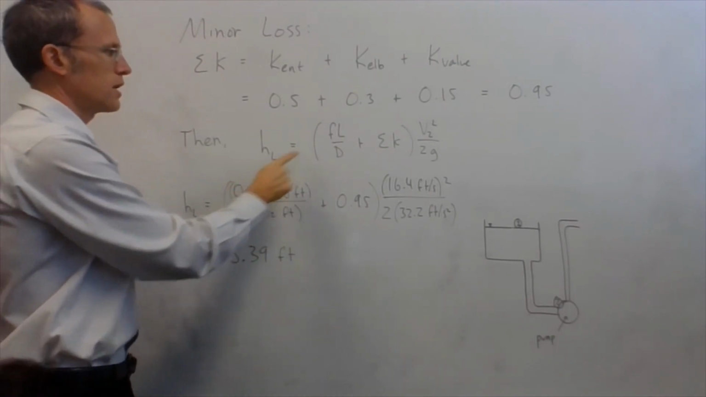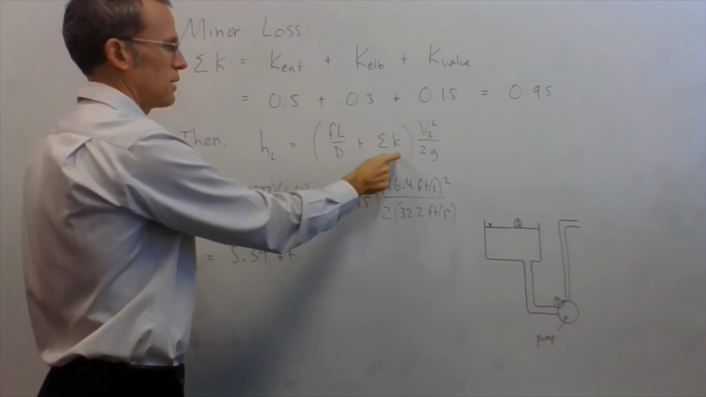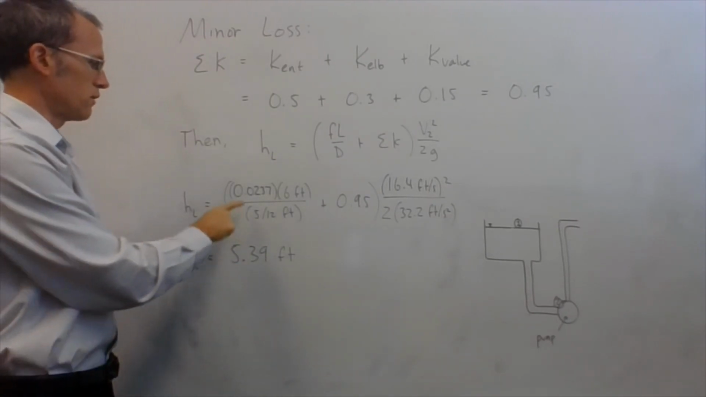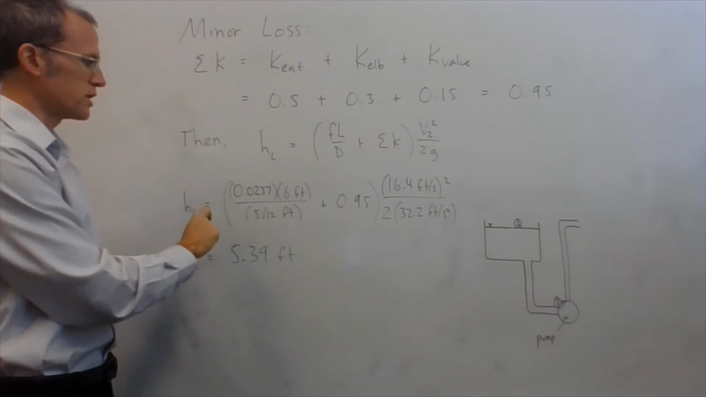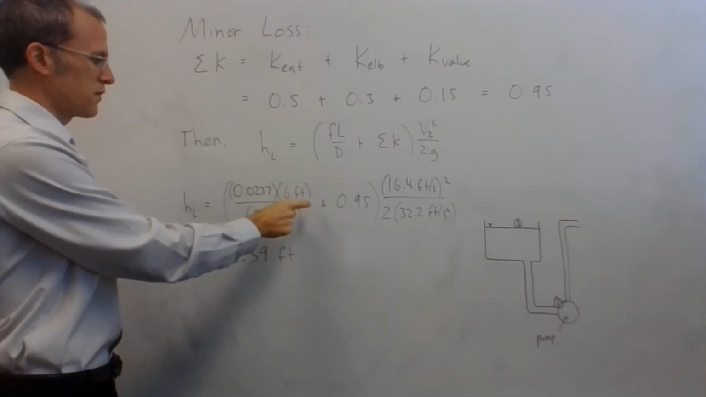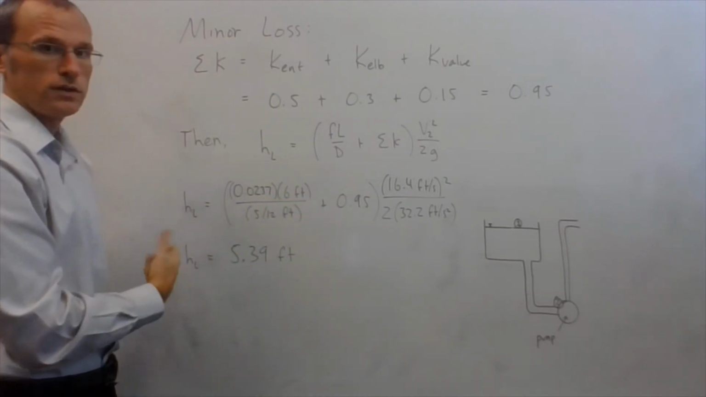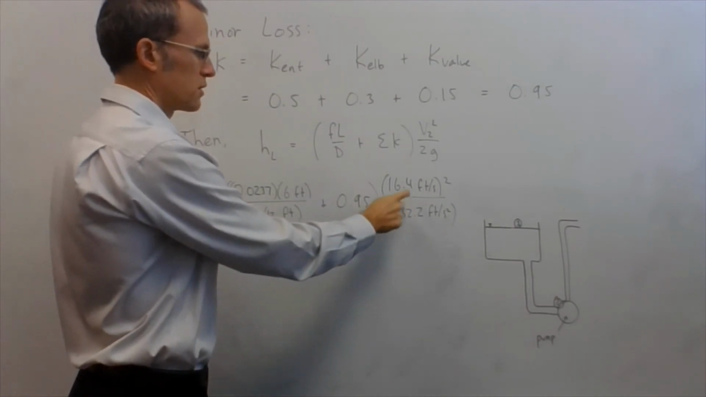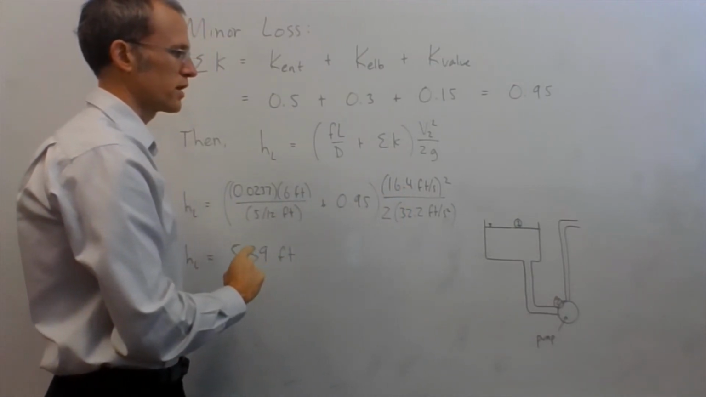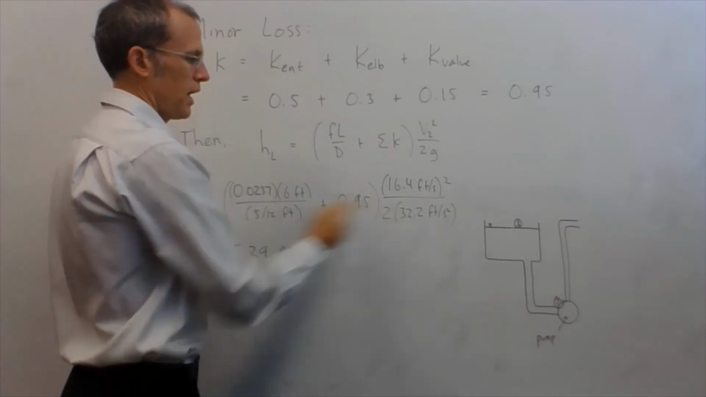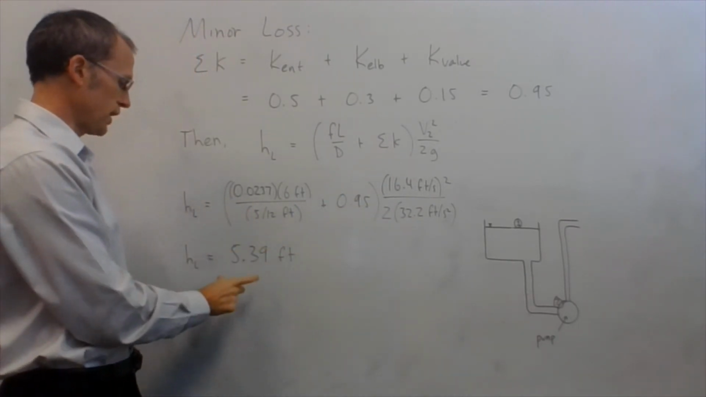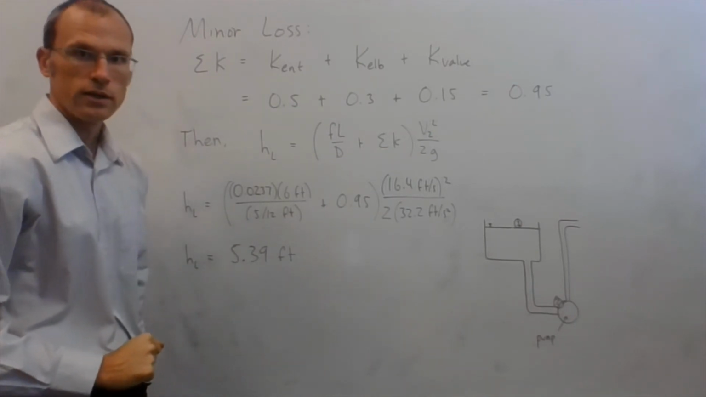And so my total head loss is (fL over D, the major loss, plus the sum of K, the minor loss) all times V squared over 2g. So f is 0.0237, length of pipe 6 feet, diameter 5 over 12 in feet, then the sum of my K values 0.95, all times my velocity 16.4 feet per second squared, divided by 2 times g of 32.2 feet per second squared. Grand total head loss is 5.39 feet.